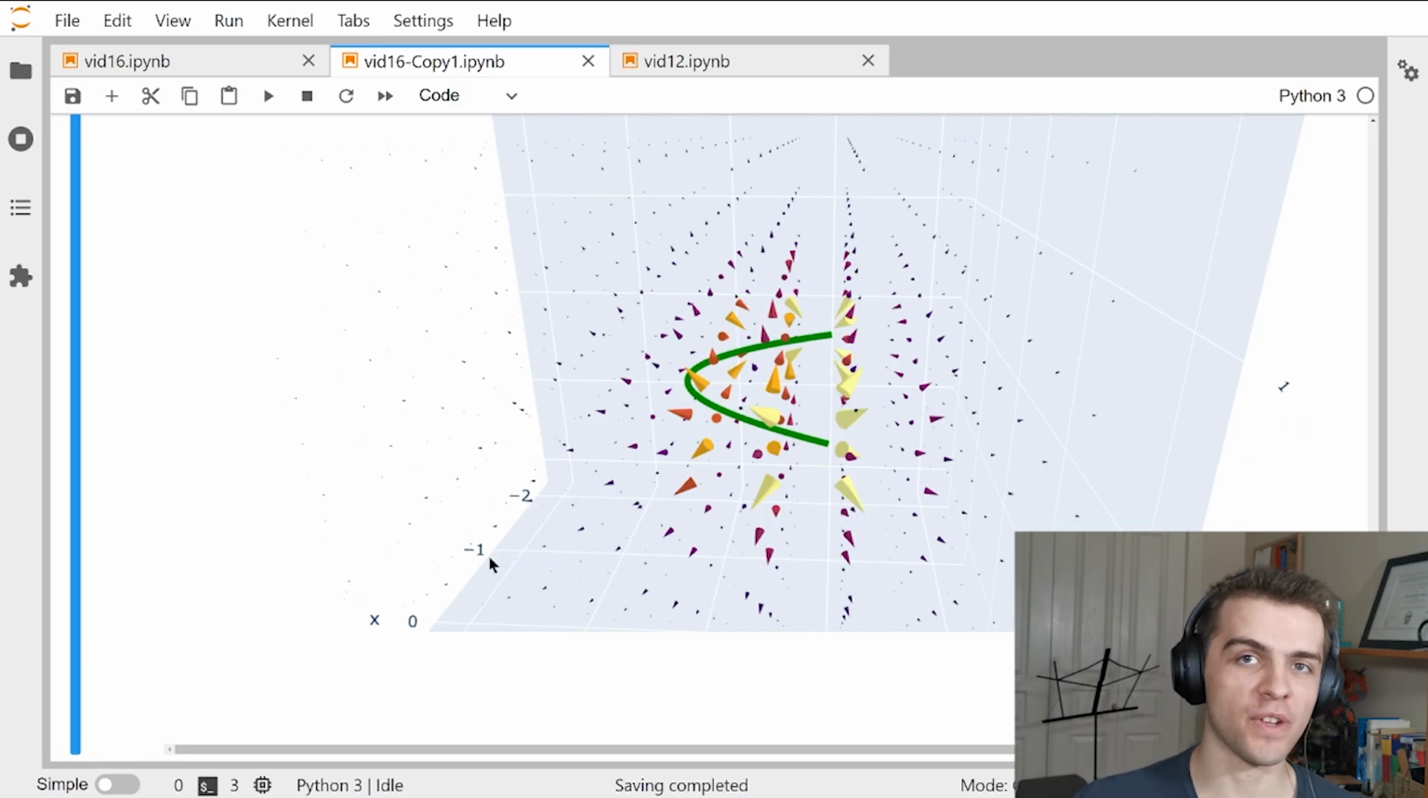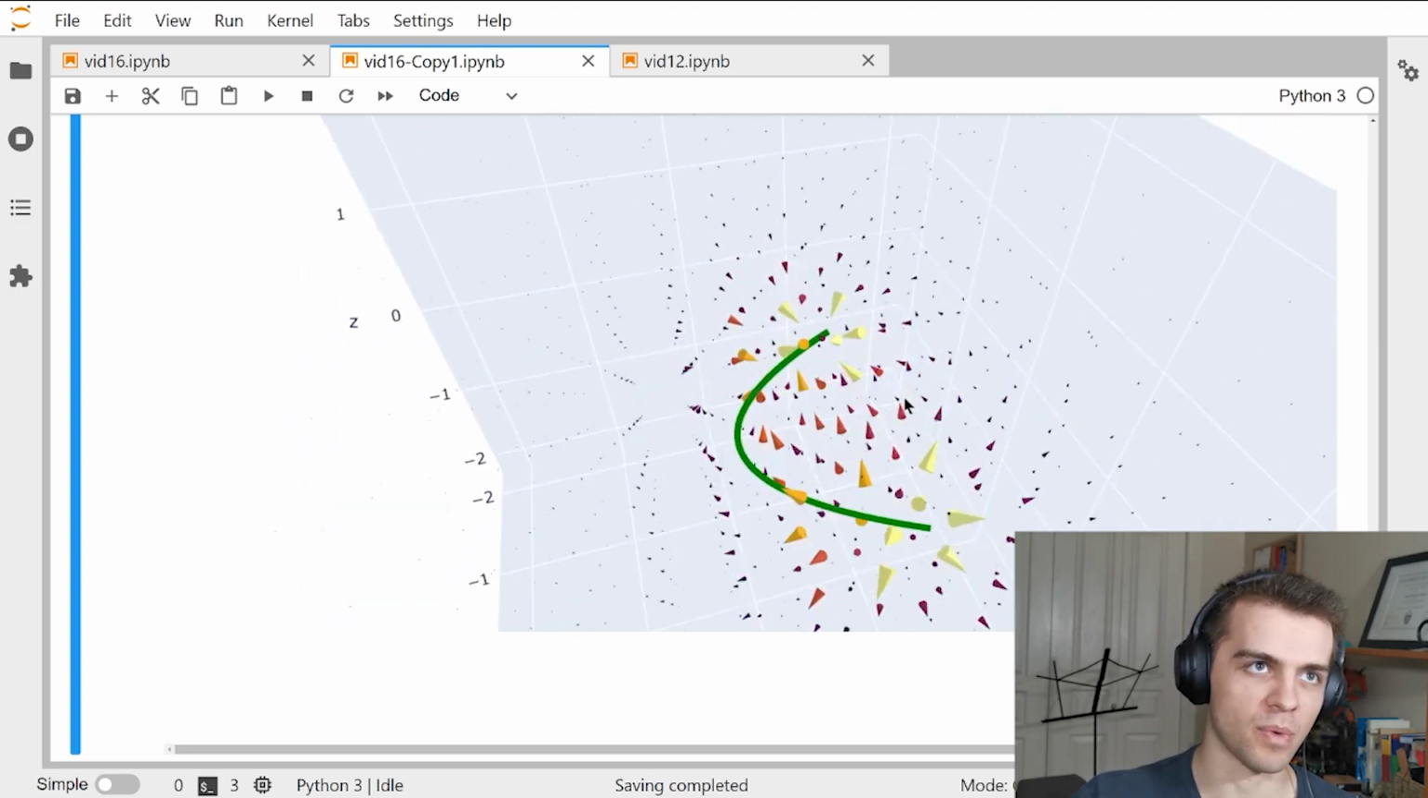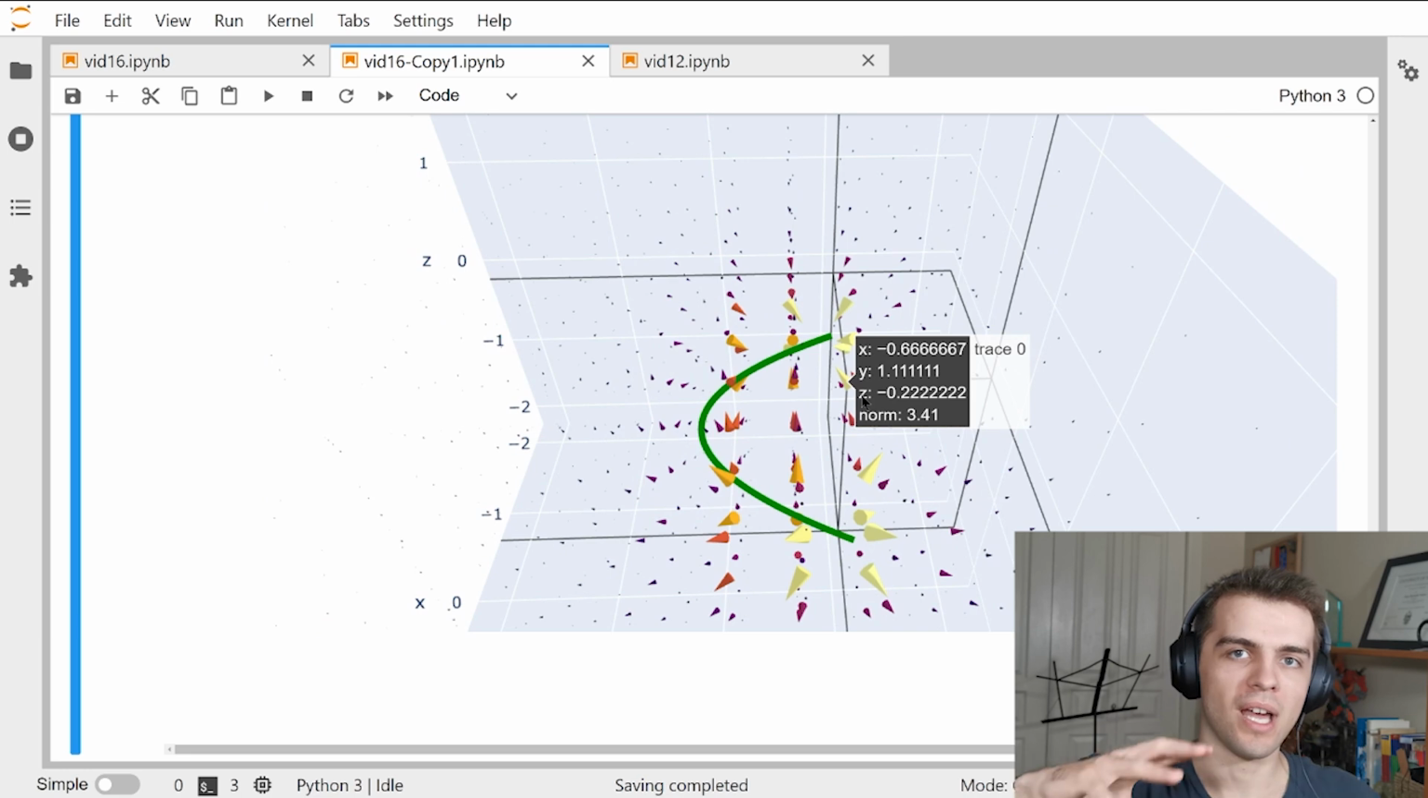So I hope you enjoyed this video. We'll be looking at 2D and 3D in the future for electric fields. Again, we'll be dealing with these sort of plots as well because they're very useful to qualitatively look at electric fields.